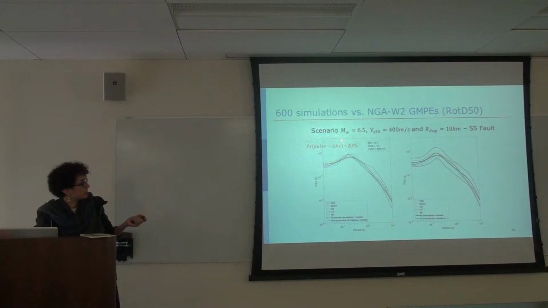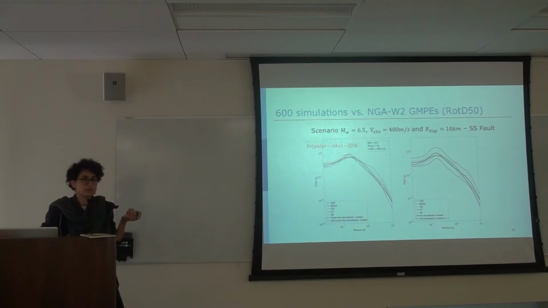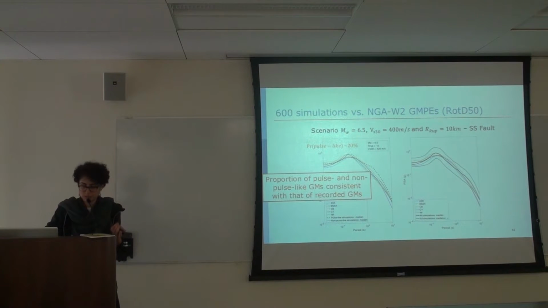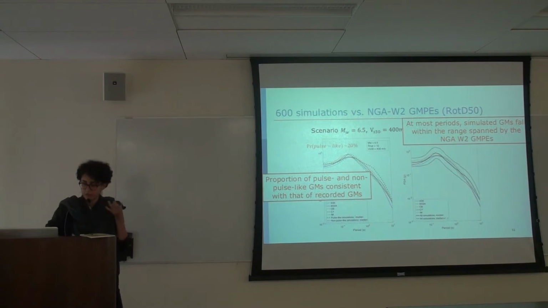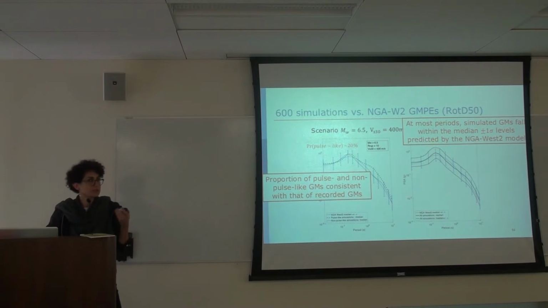The percentage of pulse-like motions is 20% out of the total simulations, which is consistent with the observed ratio in recorded motions. And if we compare the global median of our 600 simulations with the NGA West GMPEs, we see that it falls within the range that is spanned by the 5 NGA West GMPEs. Okay, so this is a validation that we're capturing the recorded ground motion levels. Also, at most periods, our simulated motions fall within the median plus minus 1 sigma levels predicted by the NGA West 2 models.